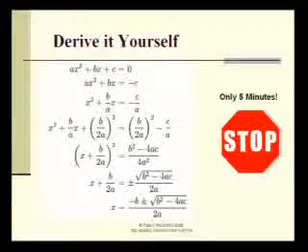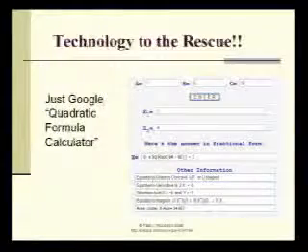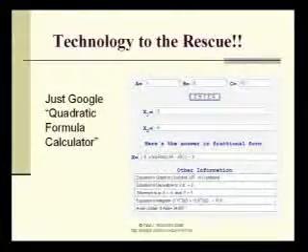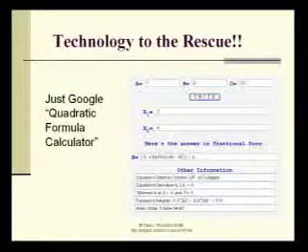Or we could say, you know what, just derive it yourself. And we can teach them to derive it ourselves, because we all want to complete the square to derive the quadratic formula. No, I don't think so. Well, okay, so we have, all right, technology to the rescue. Google quadratic formula calculator. It'll come up. You just put in your numbers, A, B, and C, and it'll give you your answers, all right? So those are all things we can do.